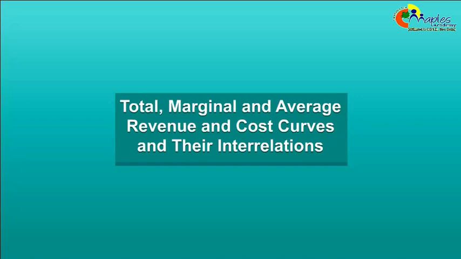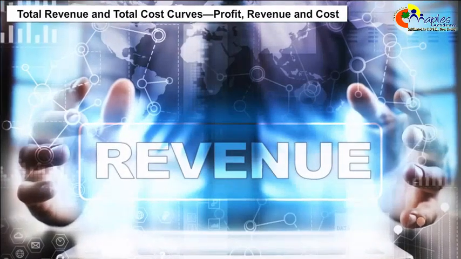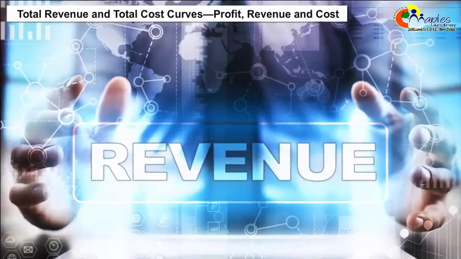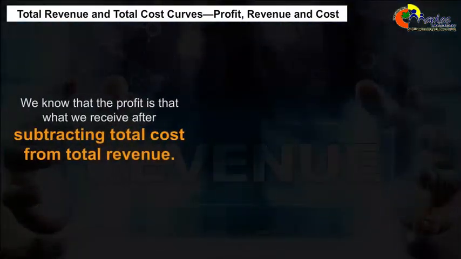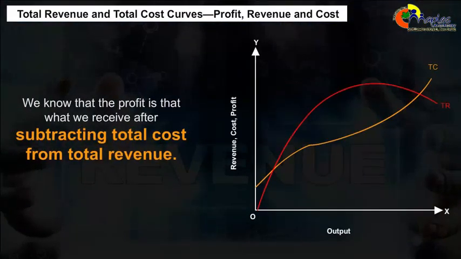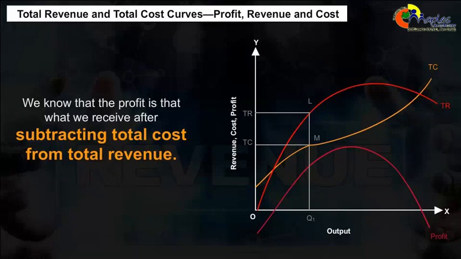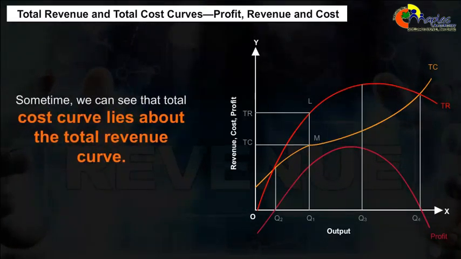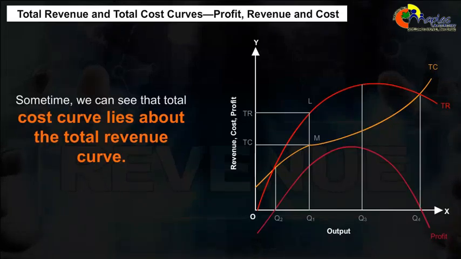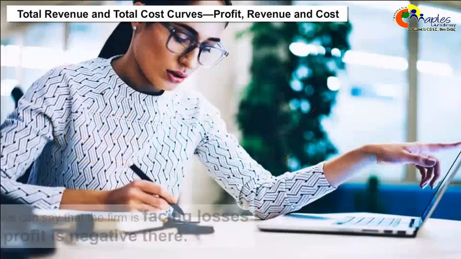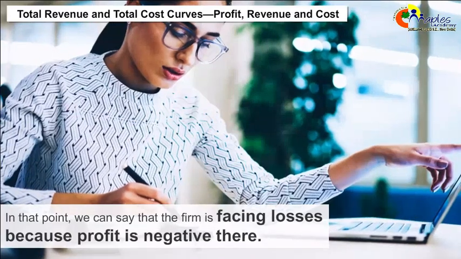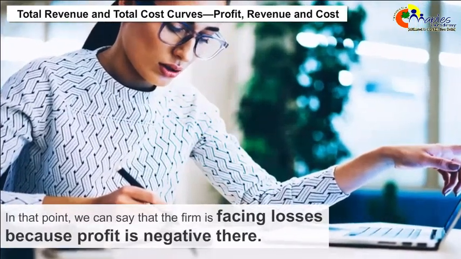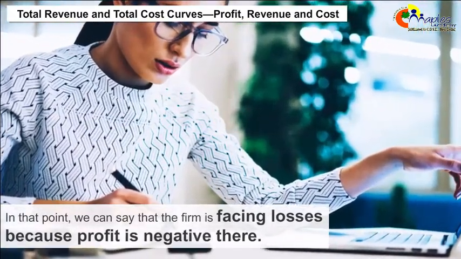Total, marginal and average revenue and cost curves and their interrelations. Total revenue and total cost curves. Profit, revenue and cost. We know that the profit is what we receive after subtracting total cost from total revenue. Sometimes we can see that the total cost curve lies above the total revenue curve. At that point, we can say that the firm is facing losses because profit is negative there.